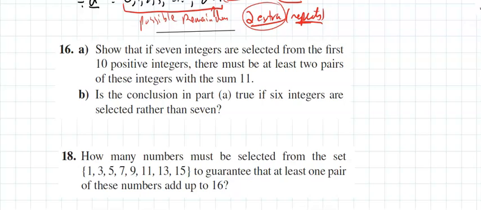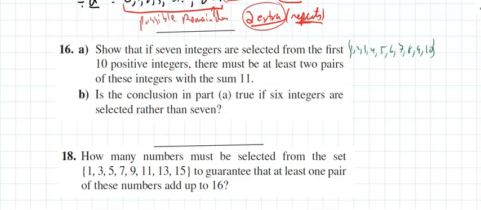Number 16, I'm sorry, 16. Show that if 7 integers are selected from the first 10 positive numbers, so we're talking about 1, 2, 3, 4, 5, 6, 7, 8, 9, and 10.